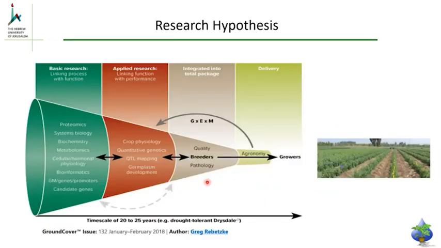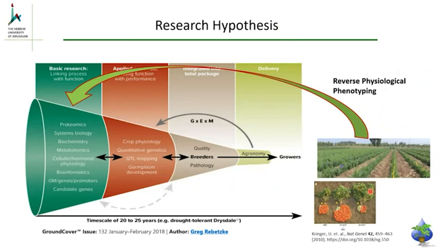So let's go back to the breeding process. Our research hypothesis was that if we go back, that means if we do reverse physiological phenotyping and look at plants that have already passed this breeding process and whose yield is already known both under normal conditions and stress, we might study their behavior and find some cellular physiological or crop physiological traits that could be used as traits for future breeding.